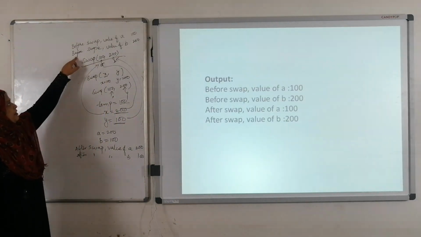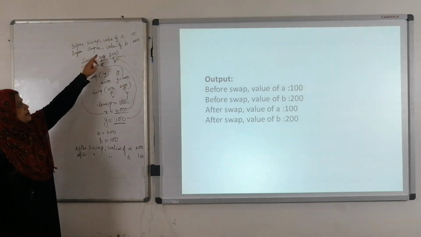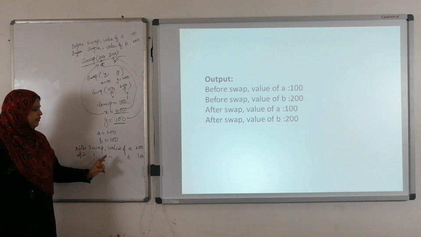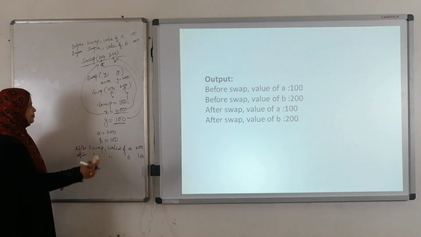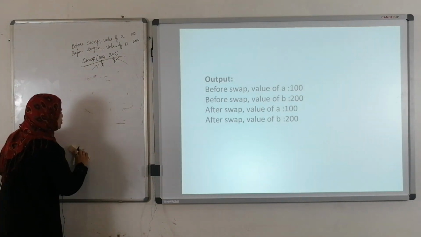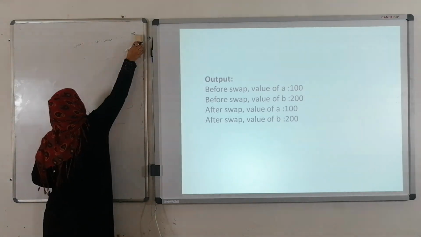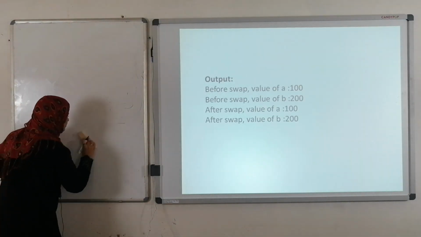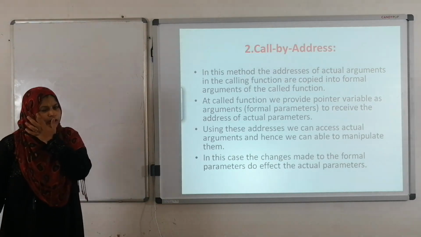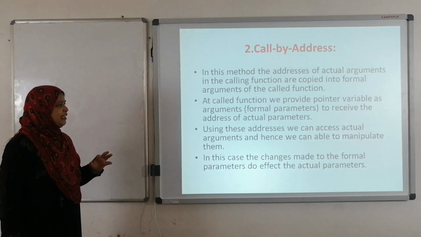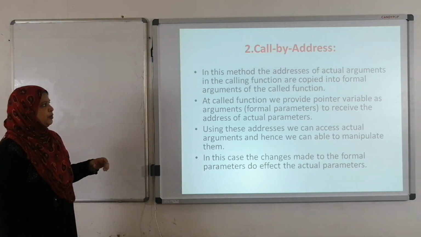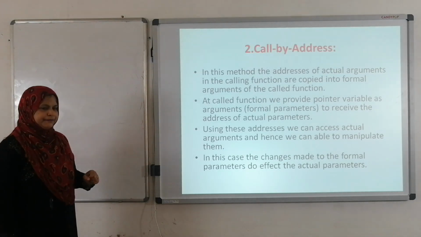See the output. Check the output. Before swap, value of a is 100. Before swap, value of b is 200. After swap, value of a is 100. After swap, value of b is 200. Right? This is the explanation of call by value. In call by value, we call the function by using its value. In the next class I am going to explain what call by address means. Thank you.